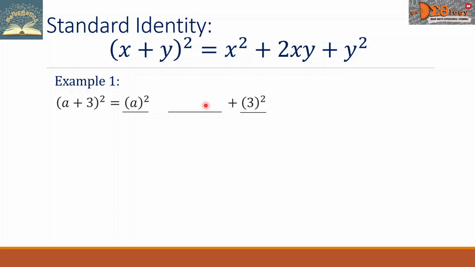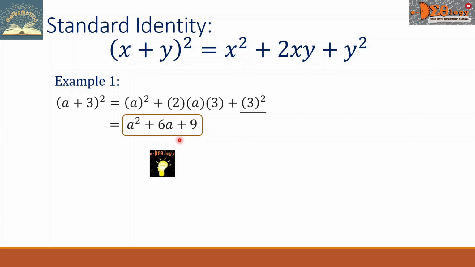In the middle term, we multiply a and 3 and times 2. So this is plus 2 times a times 3. Then let us simplify each of the terms. The square of a is a square plus 2 times a times 3 is 6a plus 3 square is 9. This is now the answer.